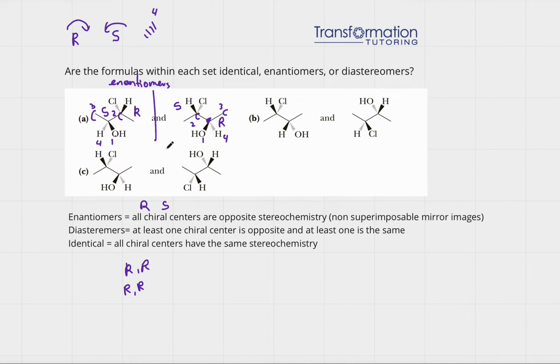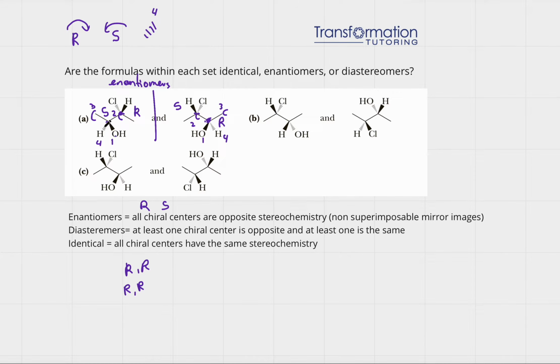Now, let's compare my chiral centers. The chiral center here has opposite stereochemistry. This one is R, this one is S. The chiral center here also has opposite stereochemistry. This one is S, but this one is R. That is why my molecules are enantiomers.